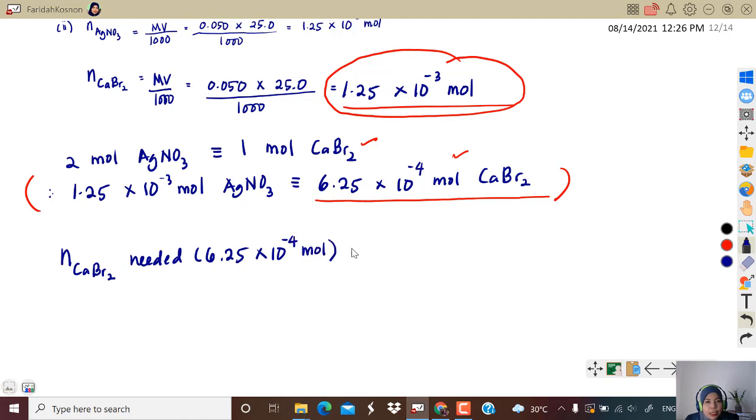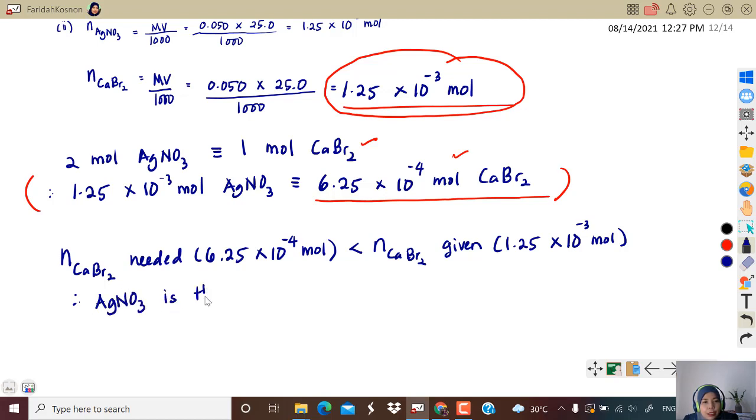Is less than mole of calcium bromide given ataupun available. Berapa yang kita ada? 1.25 times 10 to the power of negative 3 mole. Therefore, silver nitrate is the limiting reactant. Jadi jawapannya silver nitrate is the limiting reactant. Jadi settle with question number 2.